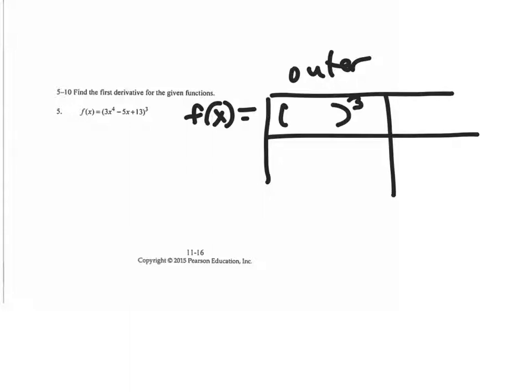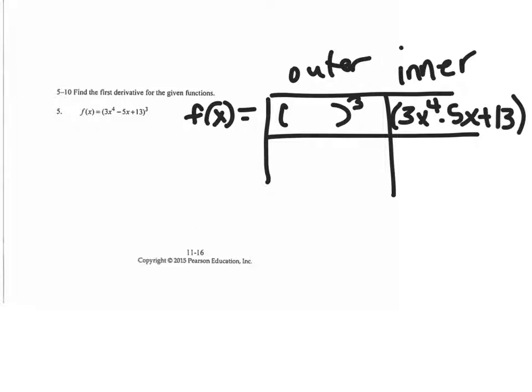There is something that's being cubed. Now the inner function is whatever is being cubed. It's what is inside the parentheses. So I would have the 3x to the 4th minus 5x plus 13. So far, does that make sense? We're just breaking it apart to see what would have been the two functions that got put together to make this thing. So I know there was something that was cubed, and the something that got cubed was the 3x to the 4th minus 5x plus 13.